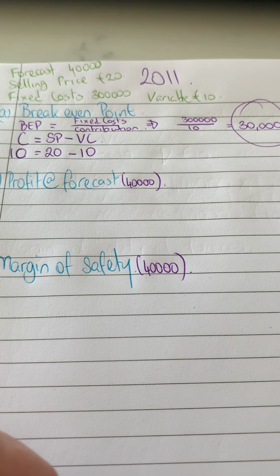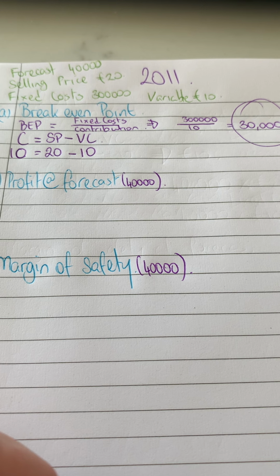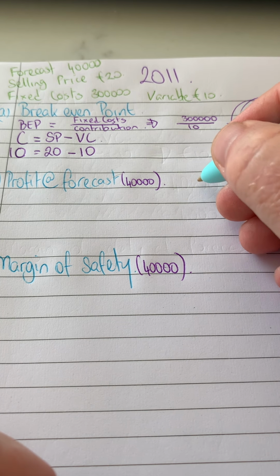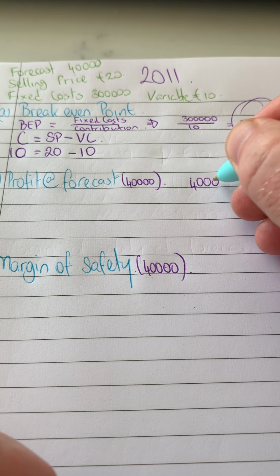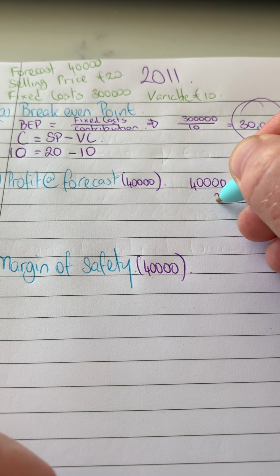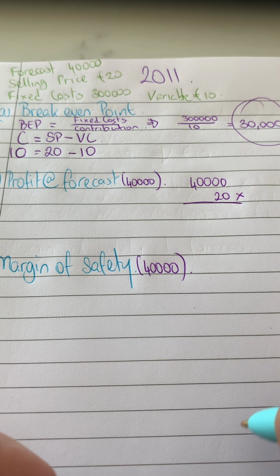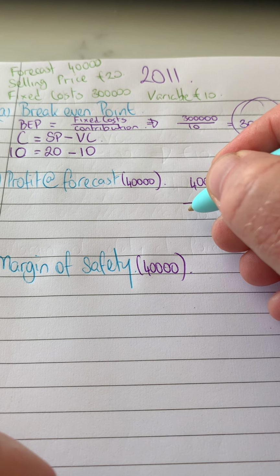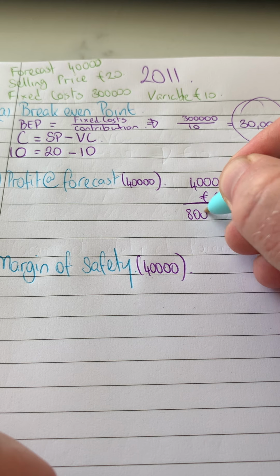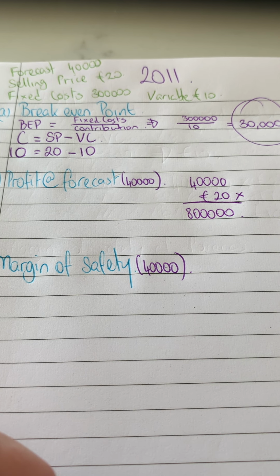Secondly is profit at forecast. If we sell 40,000 units, what is the profit going to be? Our sales in terms of value is going to be 40,000 multiplied by 20, which is the selling price. So our sales is going to be 800,000.